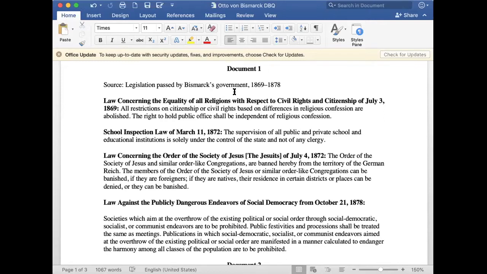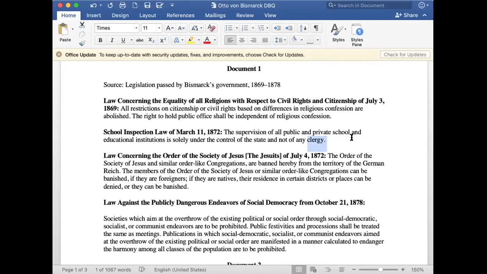religion in Bismarck's law. Okay, so I'm going to make a note to the side here, if I have that outline paper that I gave y'all. I'm going to say freedom of religion, and then I'm going to say new conservatism, because that's what is standing out to me the most about this document. The next one is the School Inspection Law of March 11th, 1872. The supervision of all public and private schools and educational institutions is solely under the control of the state and not of any clergy. So here, Bismarck is taking power away from any of the churches, any of the clergy in his governmental laws. So he's reducing the power of the church. And this again is going to go in line with a new type of conservatism.